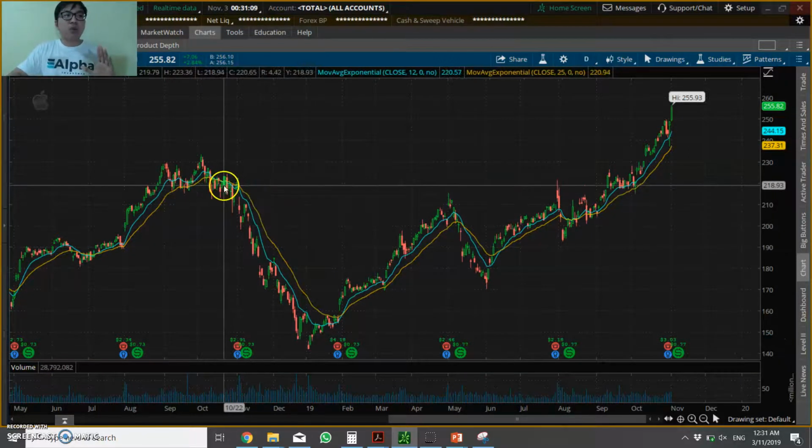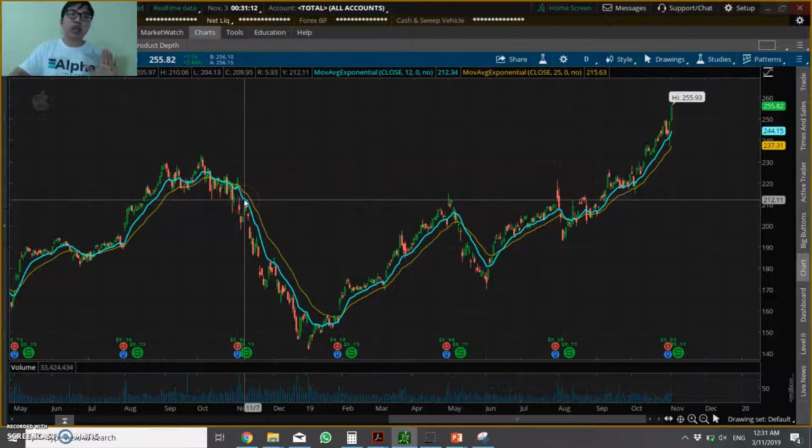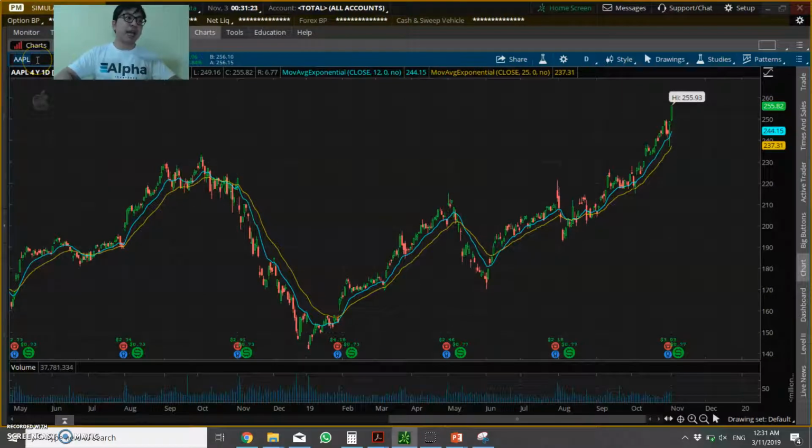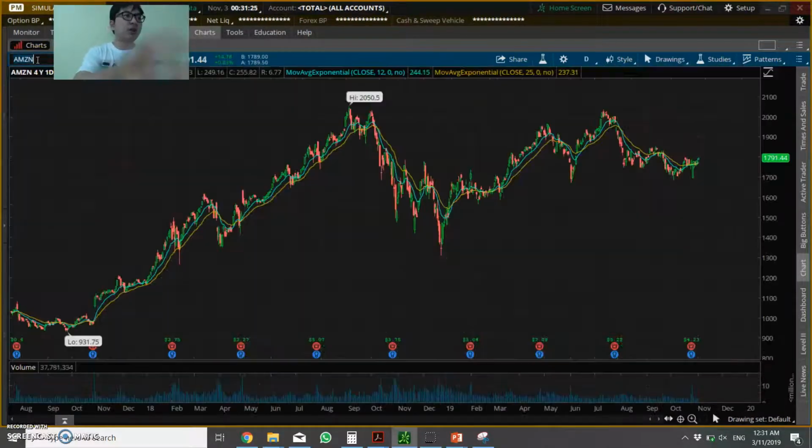So you can tell whenever the blue line crosses below the orange line, sell the market. When the blue line crosses above the orange line, you buy into the market. Simple as that, straightforward. All right, let's take a look at another example. Maybe Amazon. Can we look at Amazon?